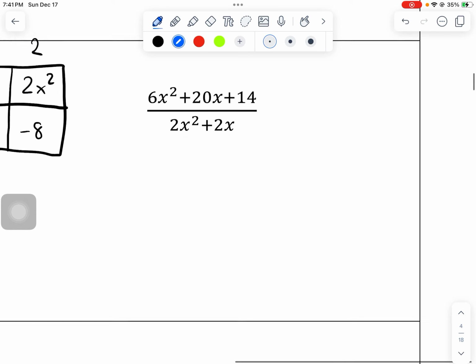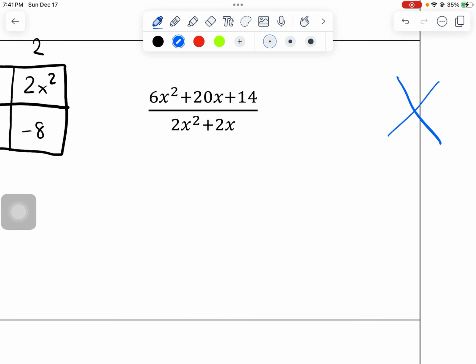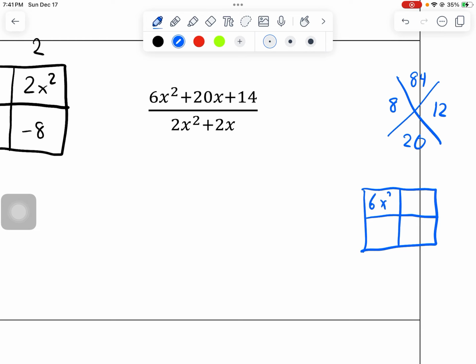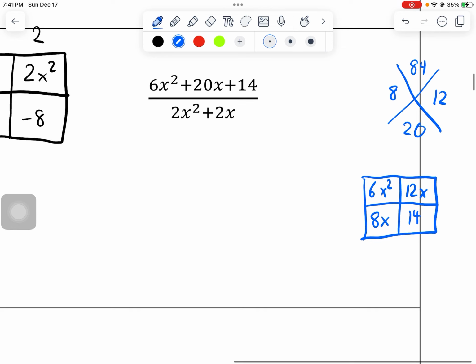Let's do one more of those. So this one's going to be one where it requires the cross section. 6 times 14 is 84, and then 20. Yeah, I think I did that one right. So factors of 84 that add to make 20 are 8 and 12. 8 times 12 is 84, 8 plus 12 gives us 20. So then I can do the box method here. 6x squared, 14, 8x, 12x. Then I would get 2x here. I'd get a 2, 6x, and a 2.